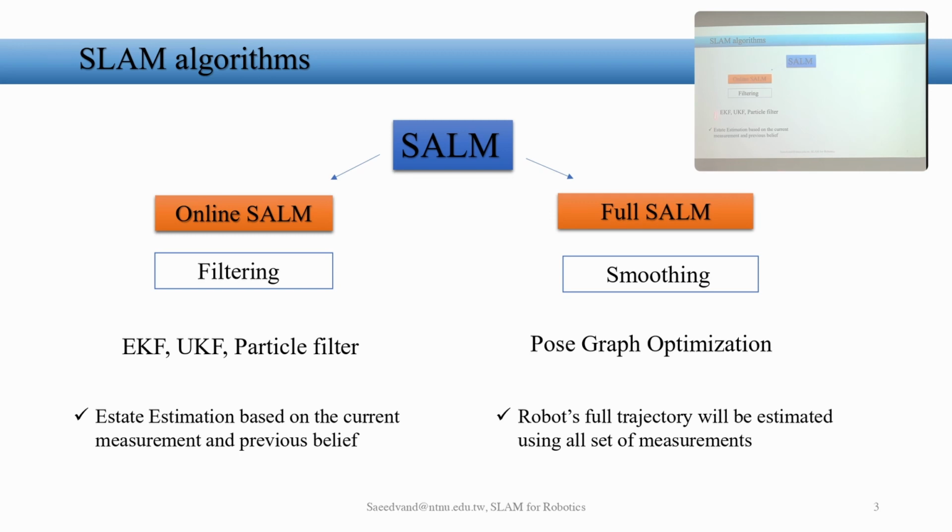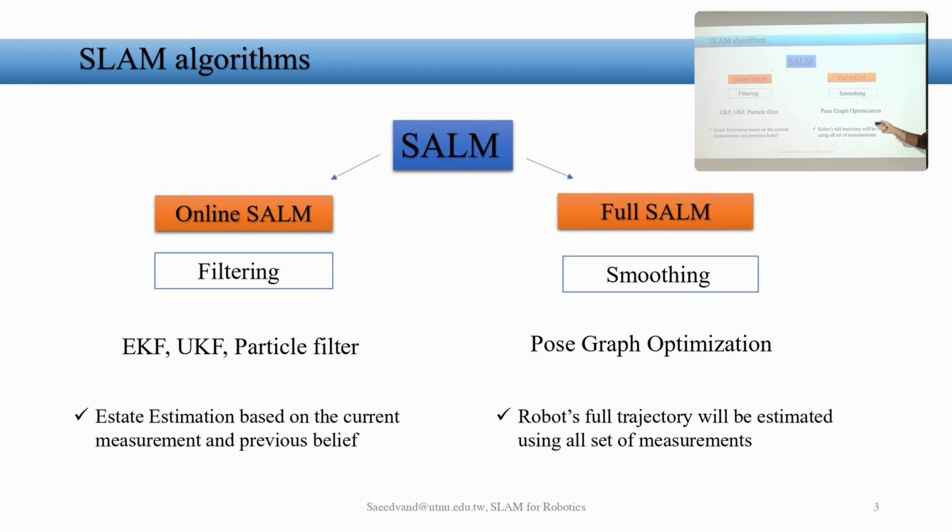So this was mostly our focus, but on the other hand, as I mentioned at the beginning, we have the full SLAM problem too. In the full SLAM problem, we want to use the full trajectory or full path of the robot that has moved in the environment in order to construct the map. Not only relying on the previous belief to do all calculations and predictions of the map.